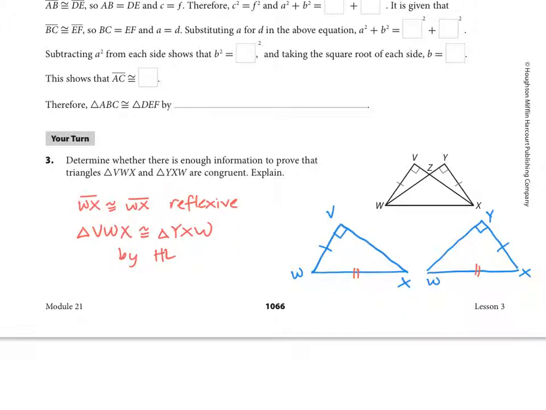Now remember that this would be side-side-angle, or SSA, right? We have our two sides. This angle is congruent to this one because they're both right angles, but it's not included, right? The included angle would be W, and the included angle over here would be X, in between these two sides. So this one's not included, which is why this would technically be called SSA.